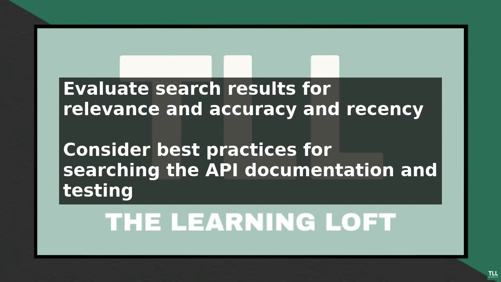Best practices for searching the Bill.com API documentation include using precise keywords, checking the official documentation first, and testing API calls in a sandbox environment before deploying to production. By following these steps and tips, you can efficiently find the information you need to successfully integrate the Bill.com API into your application and streamline your financial workflows.